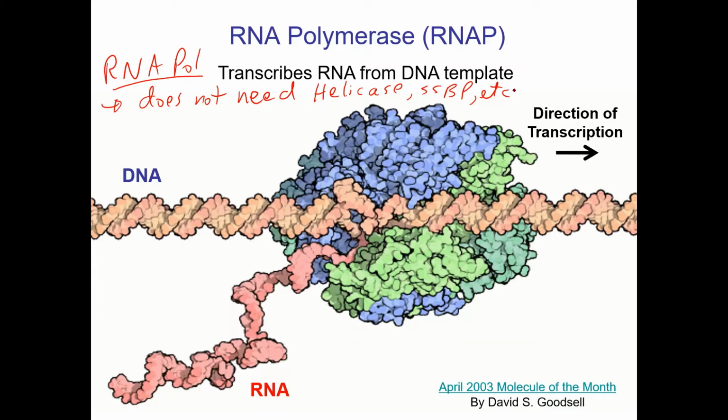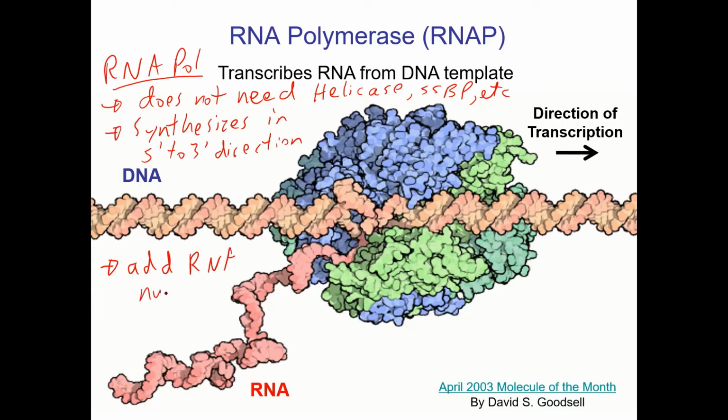The other thing is I will put a note that says it synthesizes in the 5' to 3' direction. So just like DNA polymerase, except it's going to add RNA nucleotides.